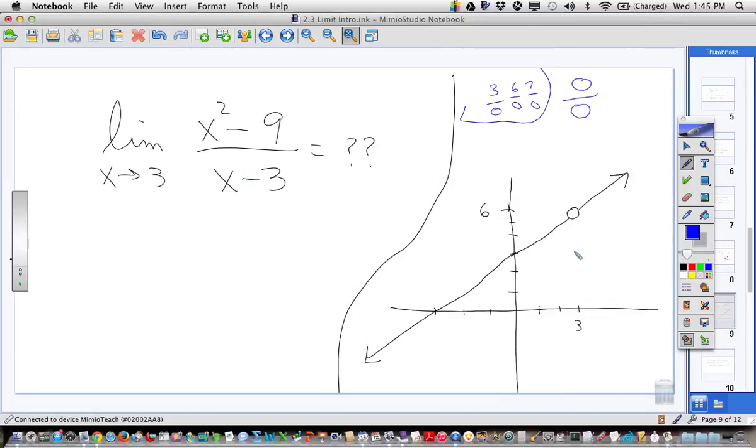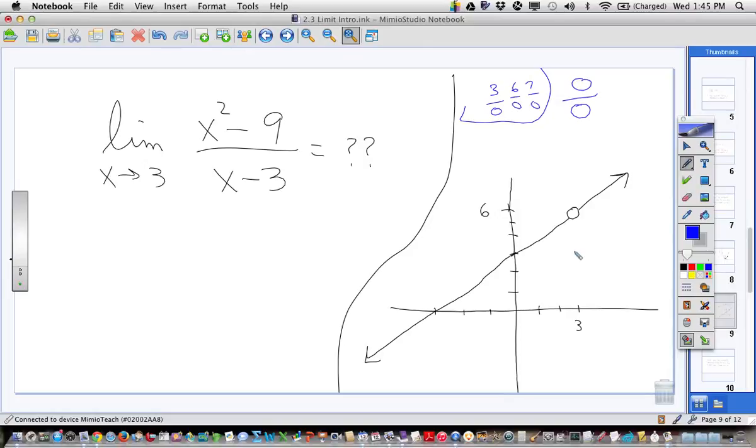So on this graph, as the inputs get close to 3, the y values are getting closer and closer to 6. But you say, but they don't equal 6. There's a hole there. That doesn't matter. That's what I'm talking about. It doesn't matter what happens when x is 3.